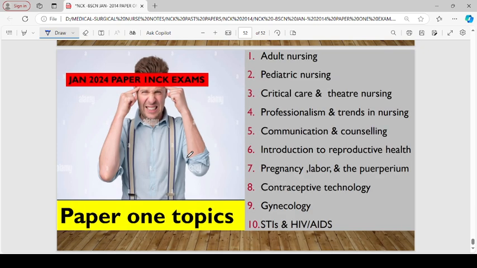Ladies and gentlemen, we have several topics that have been covered here in paper 1, and I think you can also review what we are trying to project so that you familiarize yourself with topic 1 questions.